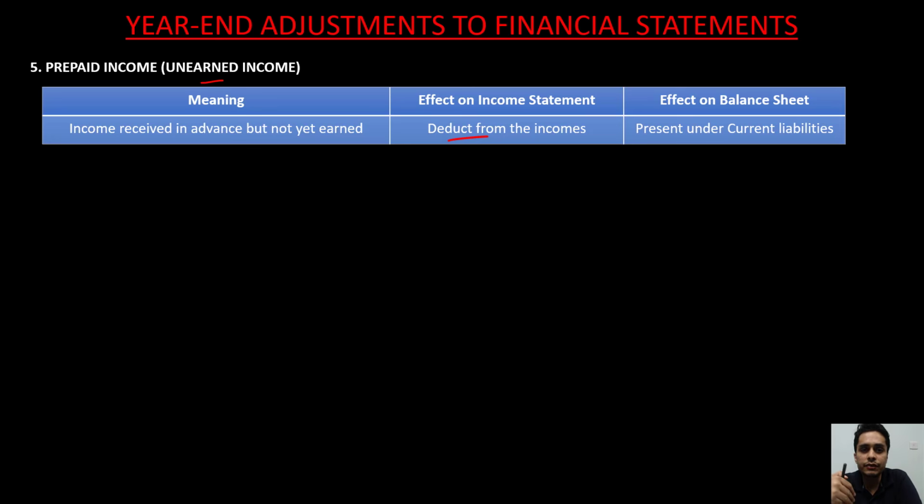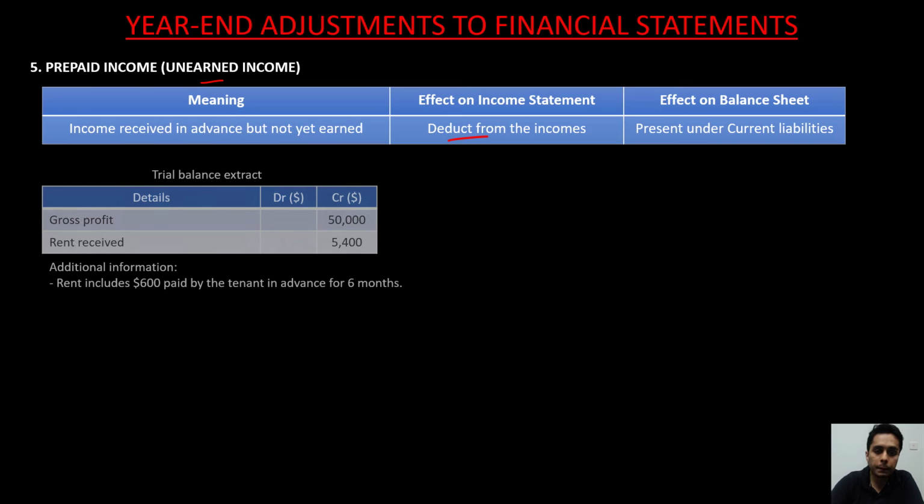Anything received in advance, we are holding someone else's money in advance. Obviously, either this amount is payable back to them in the near future, or we'll have to deliver an equivalent amount of goods or services. So it's a business liability towards them.